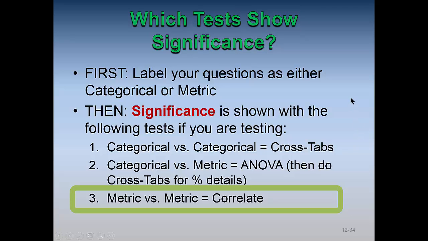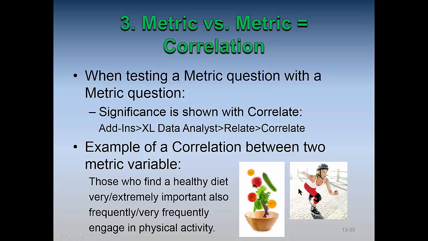Hello everybody. In this last video of Module 10, we're going to look at the scenario of comparing metric questions with metric questions and seeing if there are differences or correlations. An example is that there may be a correlation between people who follow a healthy diet and people who exercise frequently. Just using your common sense, there probably is a correlation between those two.